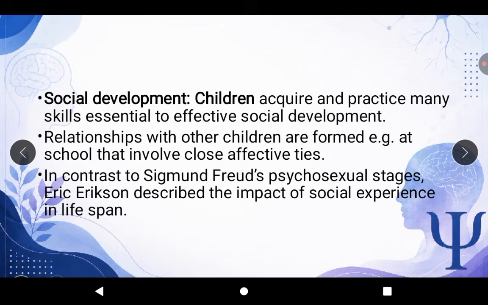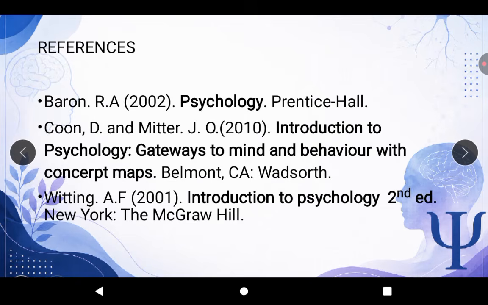Okay, so when you're dealing with the social development of the child, children are able to acquire and practice many skills essential to the effectiveness of social development. Relationships with other children are formed, e.g., when they are at school, and they're able to form those close affective ties. But in contrast to Sigmund Freud's psychosexual stages, the psychosocial stages, which were proposed by Erikson, describe the impact of social experience across the lifespan of that particular child.